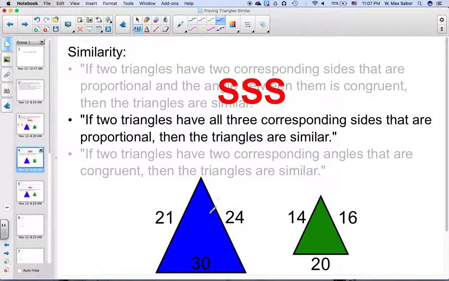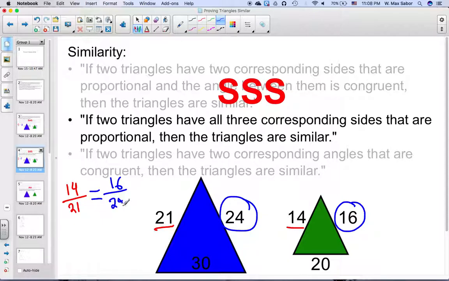Here, all 3 corresponding sides are proportional, so 21 and 14. Let's be consistent, 21 and 14. You'll notice that I'm consistently putting the second triangle on top. That's just a pattern that I like to use to make sure that I'm being consistent. 16 and 24, and then lastly, 20 and 30. So all 3 corresponding sides are proportional. If you simplify, these all simplify to 2/3. So yes, they are similar.